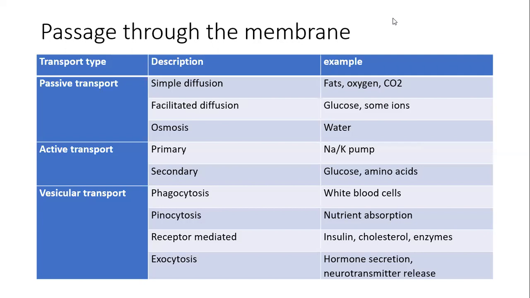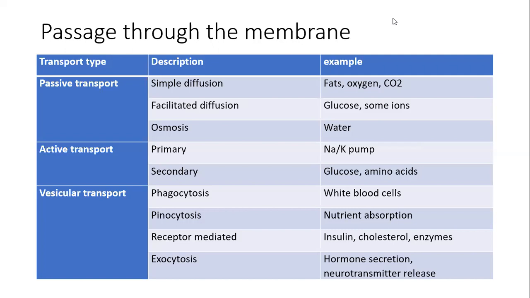There's primary active transport, and the sodium-potassium pump, if you remember that, is an example of that. And there's also secondary active transport that uses other mechanisms besides ATP to move materials from the outside to the inside. Things that move that way are things like glucose and amino acids.